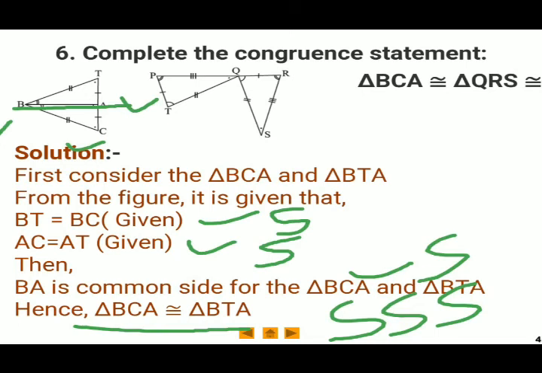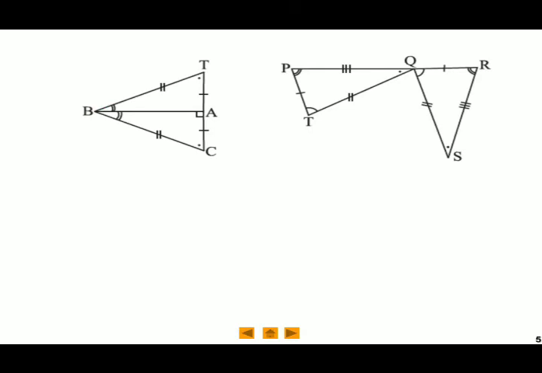So next you can write down B. After that, where you have written C in the second place, here also at the second place what you have to write down? T. So triangle BCA is congruent to triangle BTA. We have proved it for these two triangles.